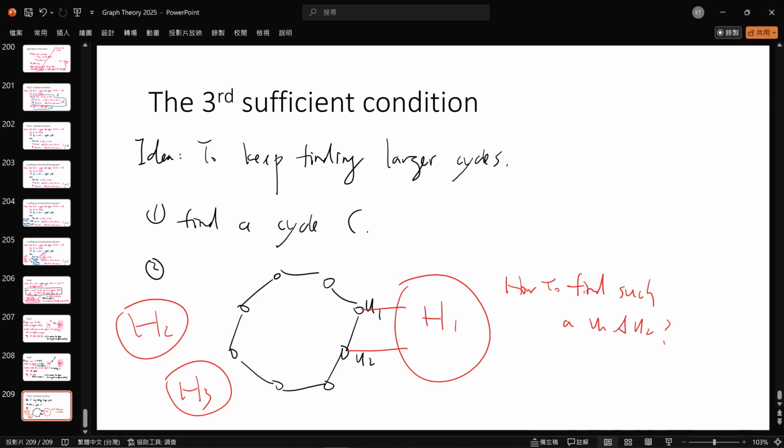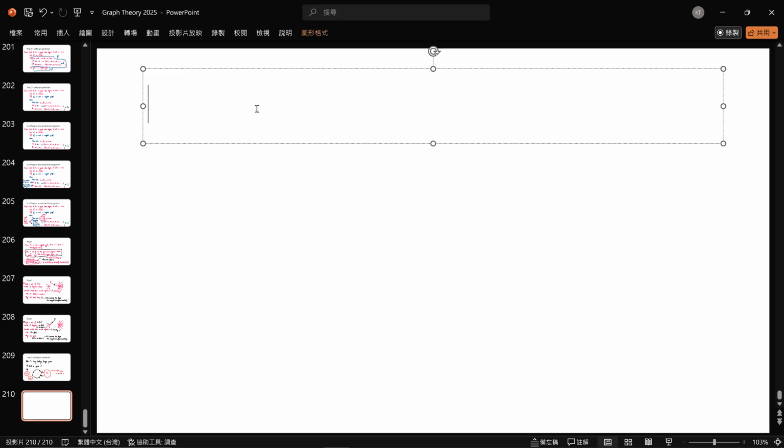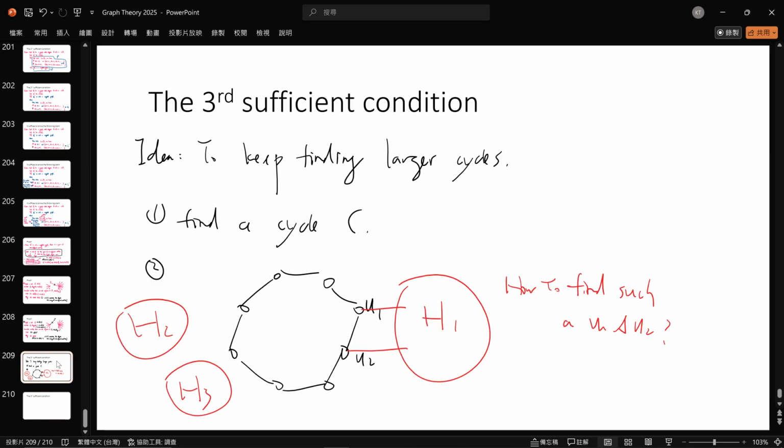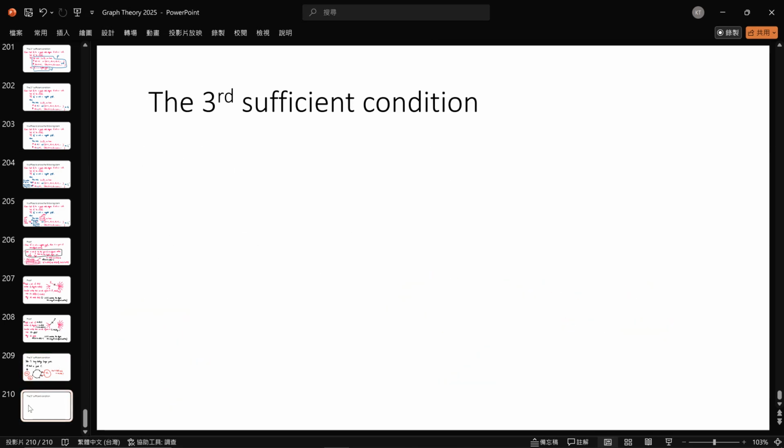So this is a very easy idea to find a larger cycle. To find a larger cycle, first we focus on two adjacent vertices, or two consecutive vertices, on a cycle. So the second idea... so step 1, step 2, and step 3.